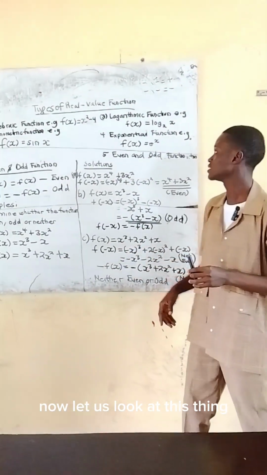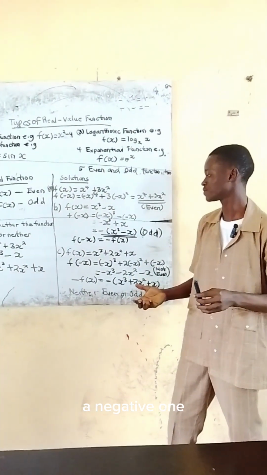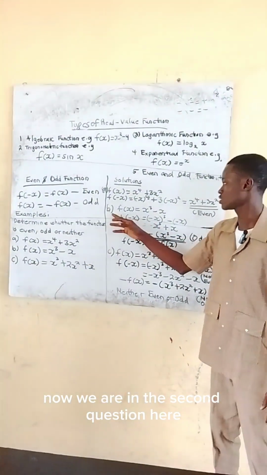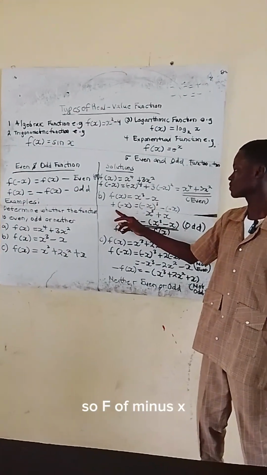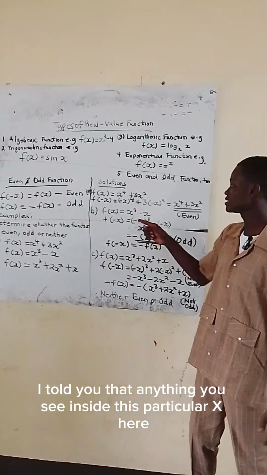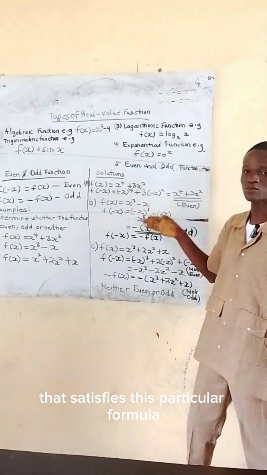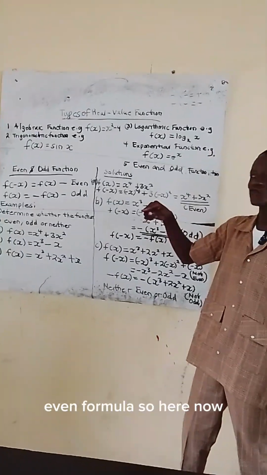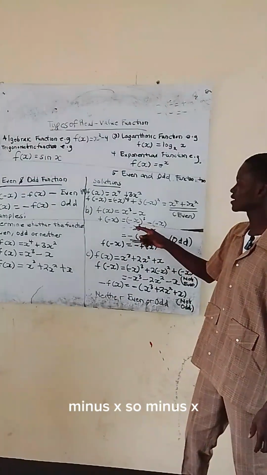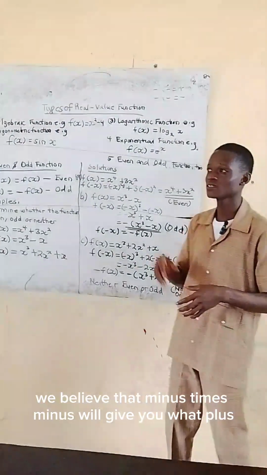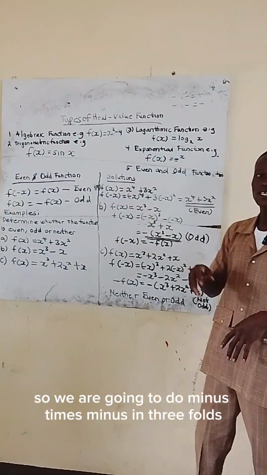Now, let us look at this. Minus times minus, you say plus. Another minus will be what? A negative one. Now, we are in the second question here. F of x is equal to x raised to power 3 minus x. So f of minus x, I told you that anything you see inside this x, you replace it with the formula that satisfies it. So we are starting with the even formula. So anywhere you see x, you replace it with minus x. In our fundamental mathematics, minus times minus will give you plus.